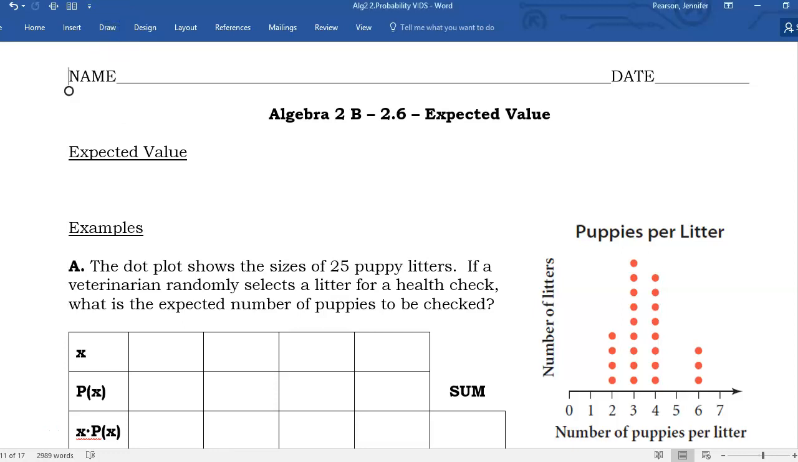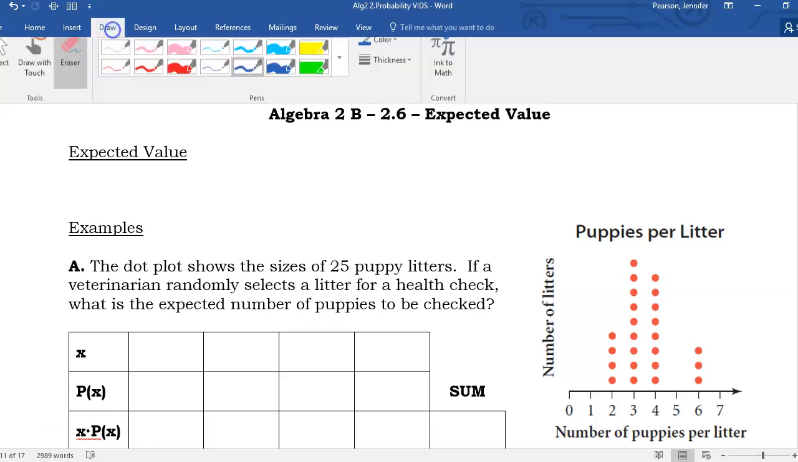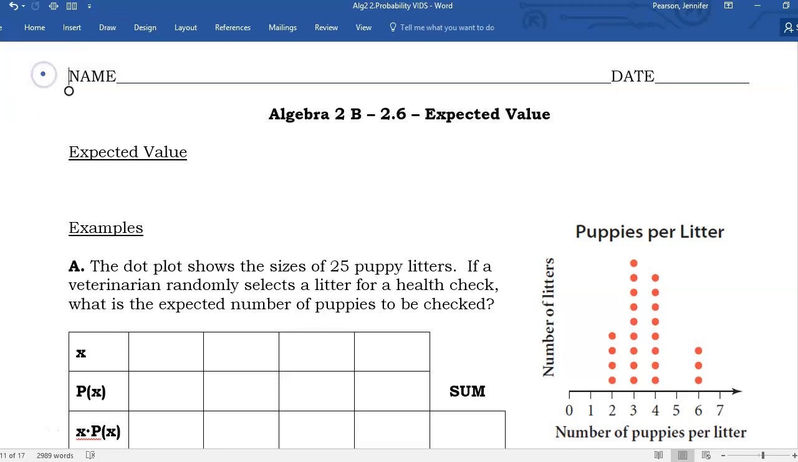This is Algebra 2B, Probability Lesson 6, Expected Value. Expected value is another way to say average outcome. It's important to note that our outcomes do have to have a number. So I can't take the average of heads or average of tails. I have to have the average of a number.